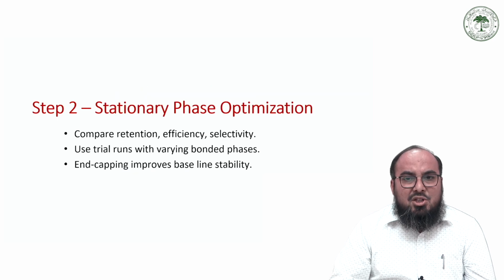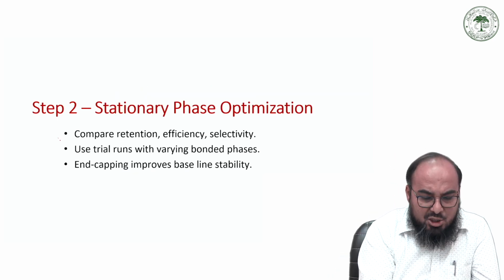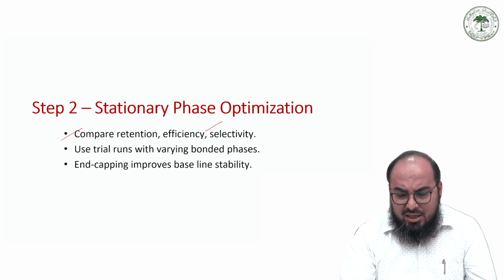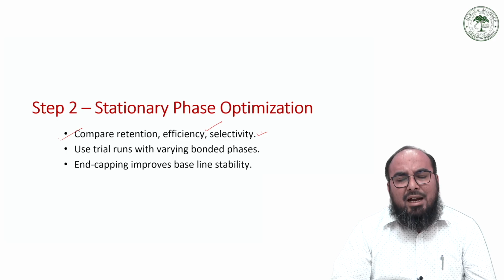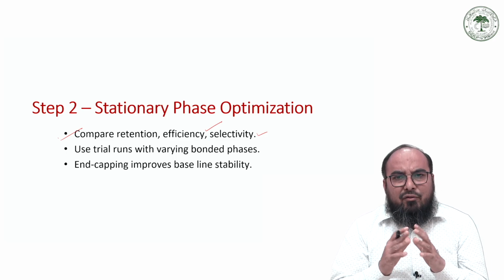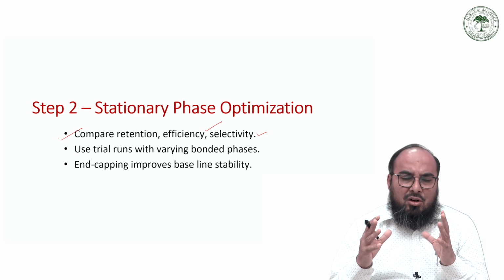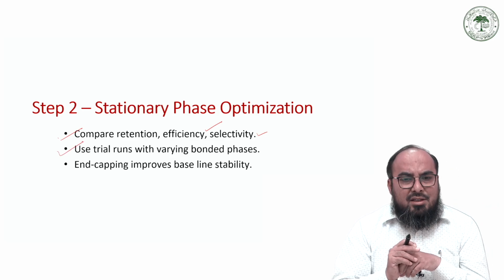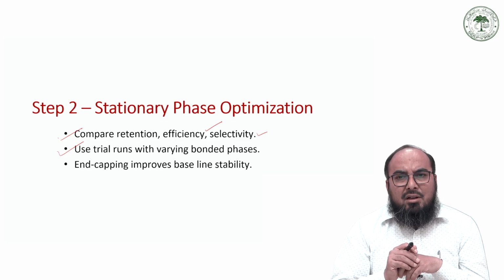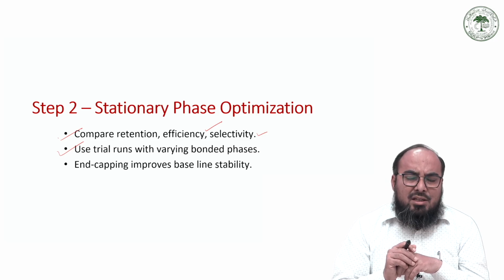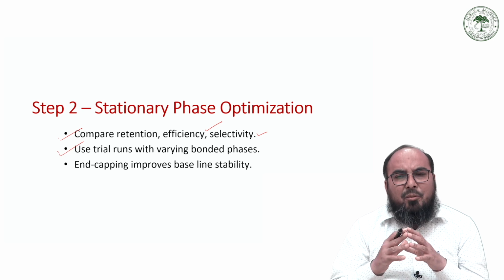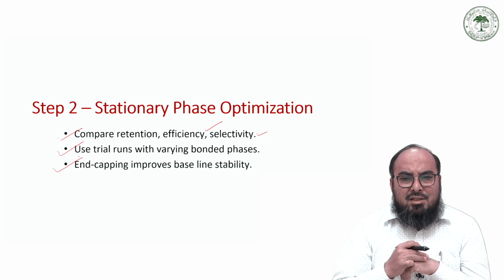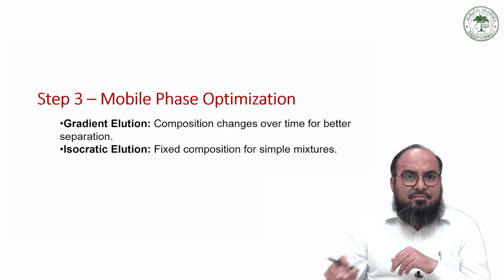partition chromatography. For stationary phase optimization, you have to compare the retention time, because good retention will give you very good efficiency and also selectivity. So you always have to look at whether your peaks are far enough apart and whether you have a baseline separation or not. So you can use various bonded phases, and you can do trial runs in order to ascertain which bonded phase or whether the optimization is giving you good results or not. So end capping always improves the baseline stability. So you always have to look at all these factors.